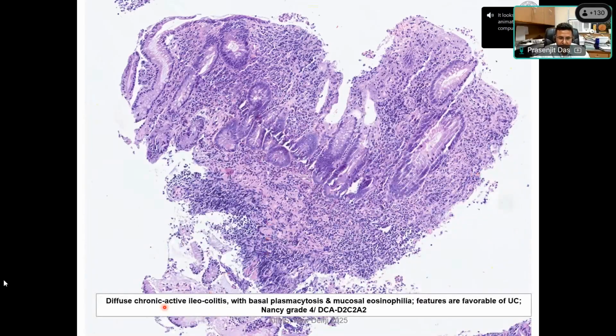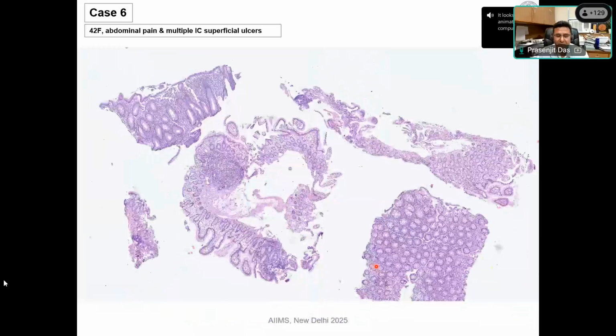So come to our cases. This is the full interpretation report you have to write. We have already discussed it is favoring UC. Now also Nancy Index grade 4. You don't have to do both, but if you are compelled to do so, you have to do DCA scoring like this. So if everything is clear till now, any question? Or we'll go to case 6.